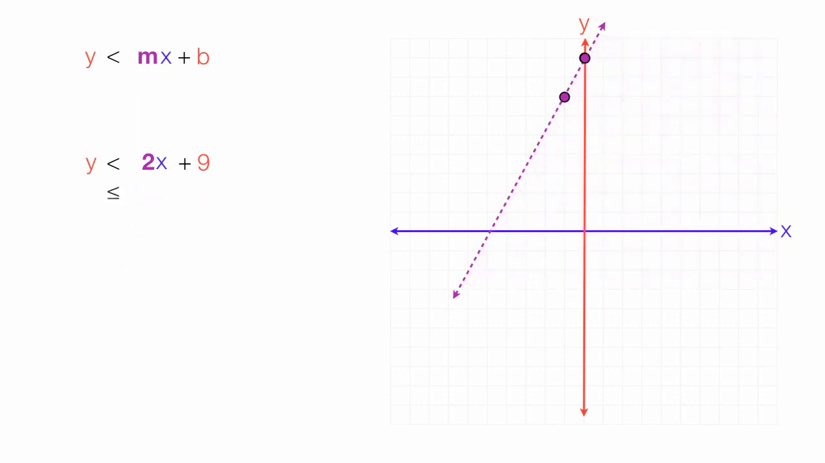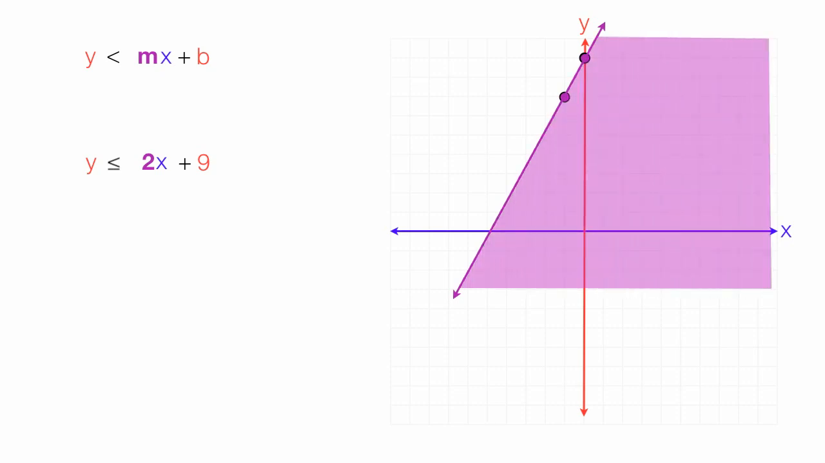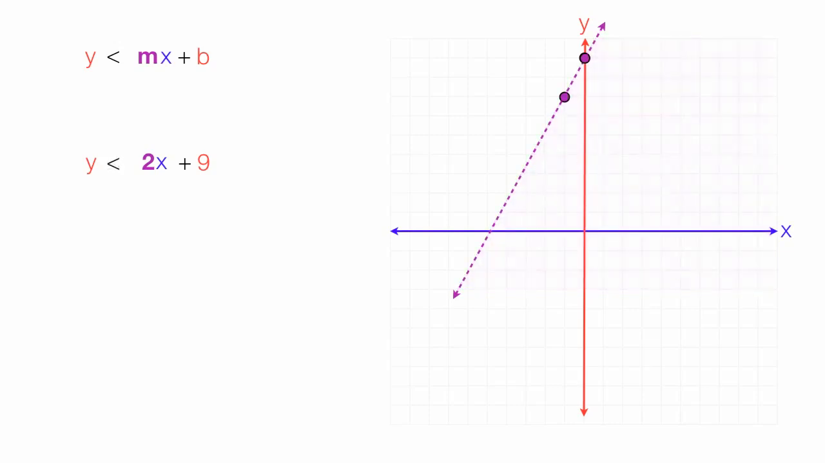Now I'm going to change the equation. I'm going to use a less than or equal to sign instead of a less than sign. So the dashed line becomes a solid line. And the shaded area is still the same. It's less than or equal to, so it means the shaded area plus all points along the line.